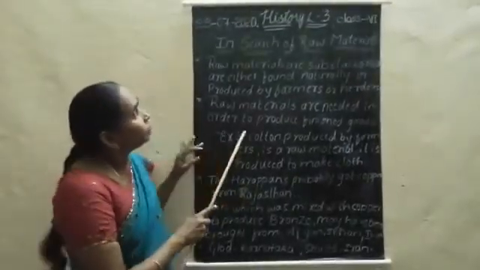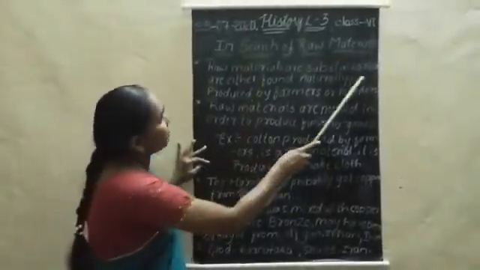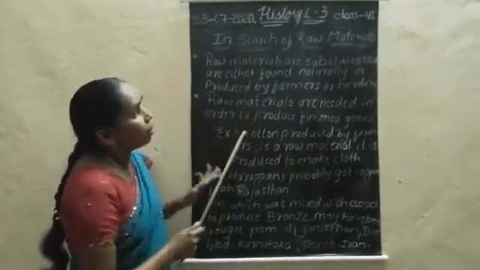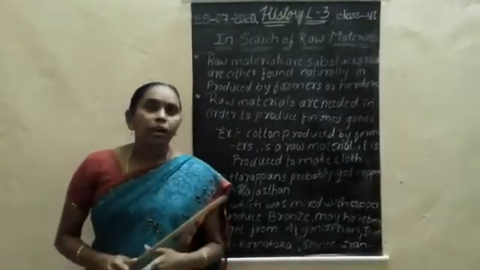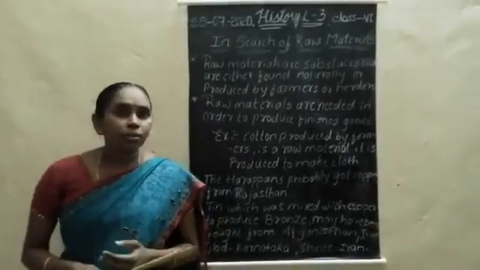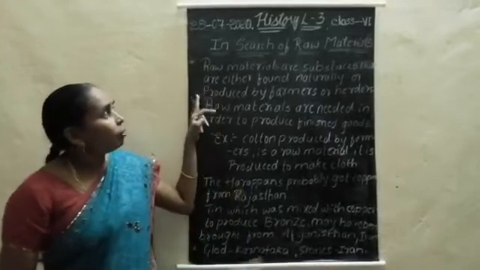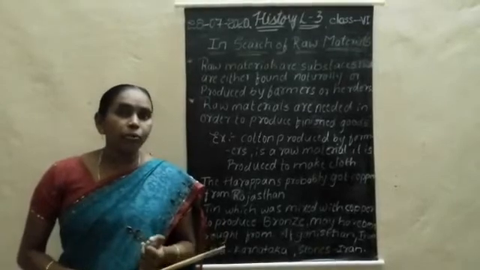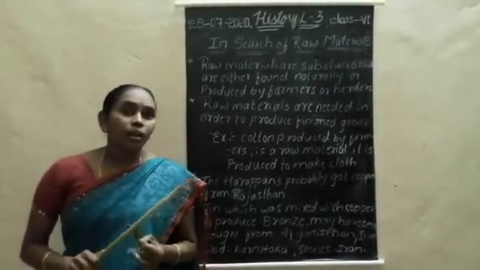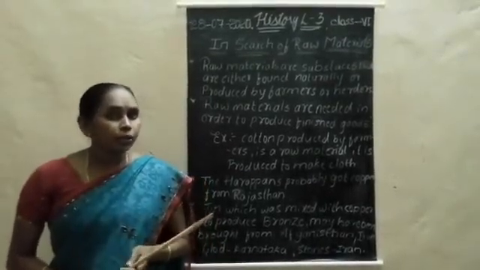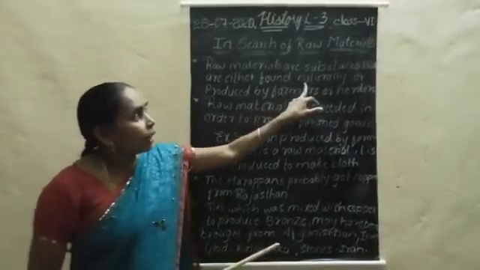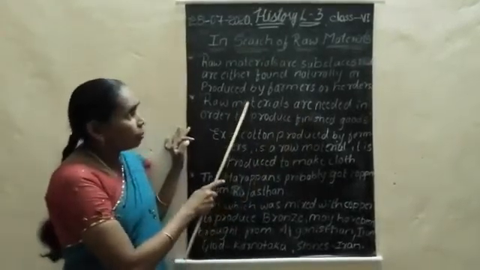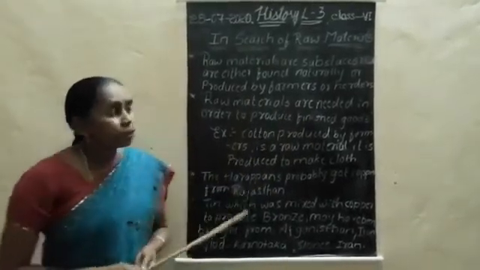Here we can see that raw materials are substances either found naturally or produced by farmers or herders. The Harappa and Mohenjo-daro people found some raw materials in nature, like wood, and gold and silver from underground. Some raw materials were produced by the farmers and herders.